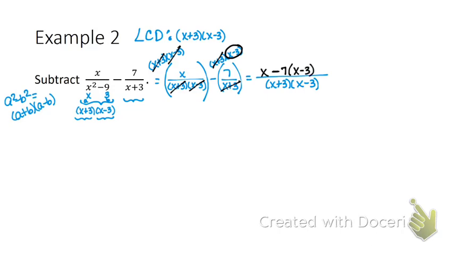Okay, so what are we going to do now? Distribute. All right, so we're going to bring the X over because we can't do anything with it. And then you said distribute the negative 7. So it's negative 7 times X. And what's negative 7 times negative 3? Positive 21. All over that common denominator.